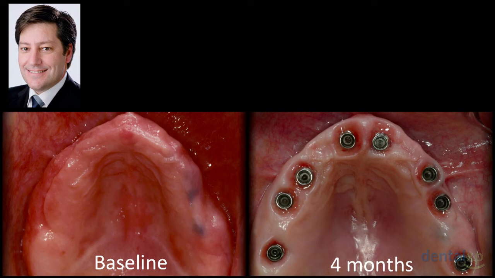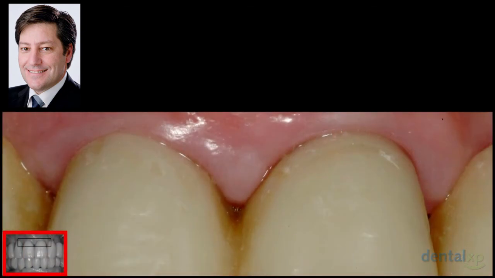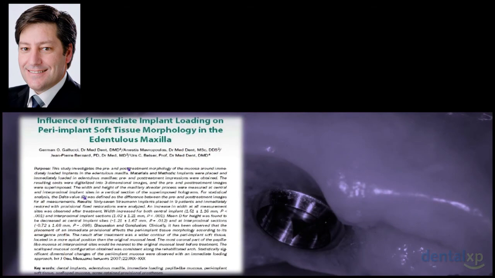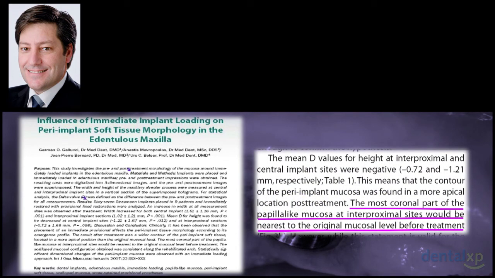We have also measured that in the edentulous patient. I'm going to briefly show you that. Here it's a little bit challenging. You see, we measured whether this scalloping that you use in a fully edentulous patient can really get this interproximal papilla, which is nothing else than the edentulous mucosa, as you can see here. And then what we determined with this study, when we measured these almost 100 implants in question, is that the most coronal part of the papilla-like mucosa at the interproximal sites will be the nearest of the original mucosal level before treatment. In other words, you're just scalloping into the thickness of the edentulous mucosa.